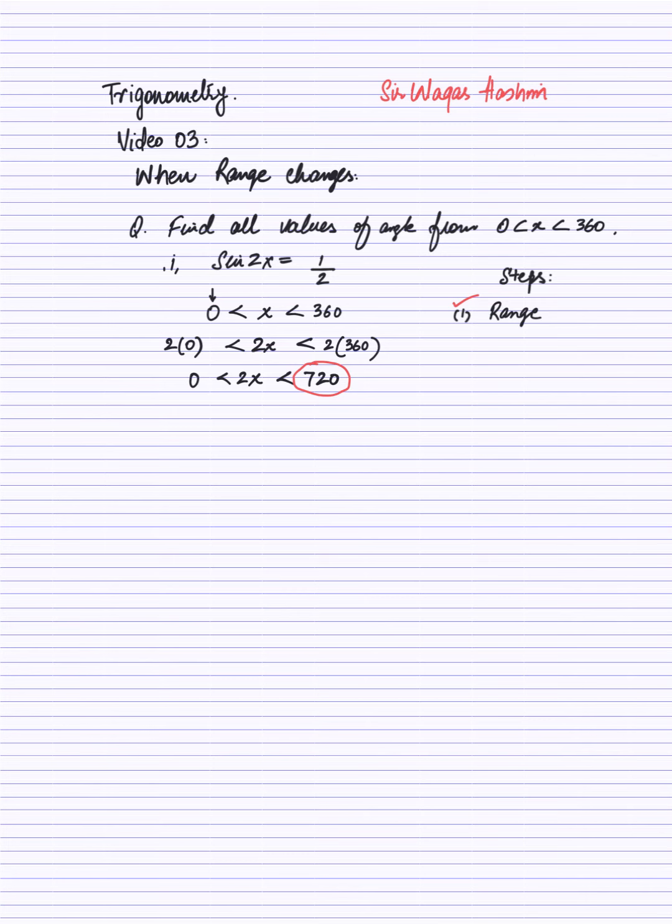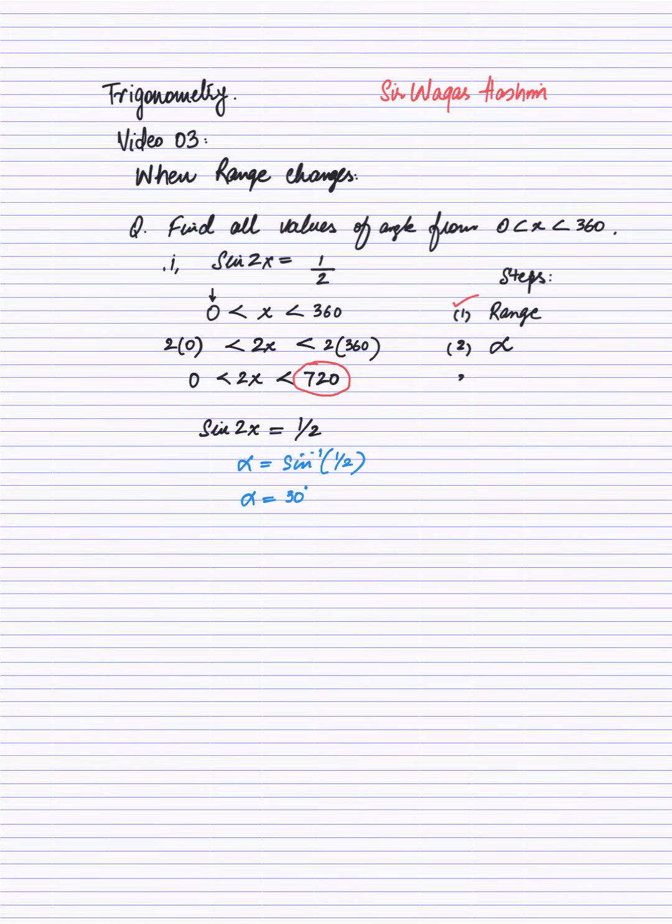Now for the next step, again you need to find out the base angle, that is alpha. Your question is sine 2x is 1 upon 2. So alpha is equal to sine inverse of 1 divided by 2. Alpha equals sine inverse of 1 divided by 2 is 30 degrees. Alright, so that is your second step.